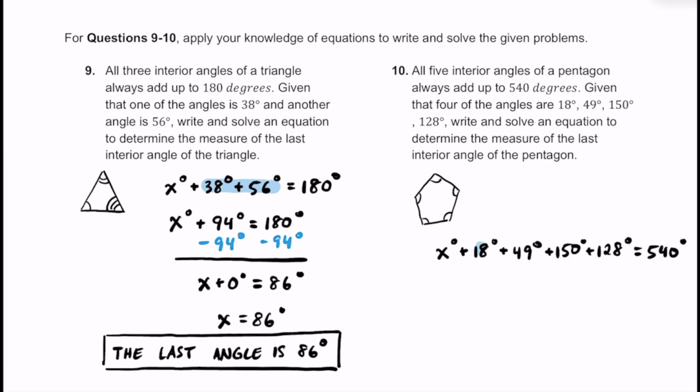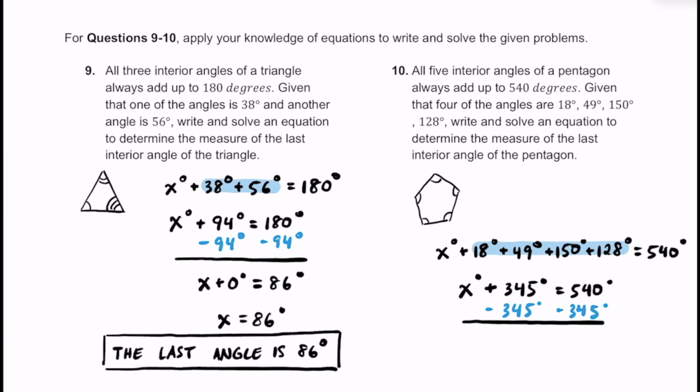All right, so notice how all of these are like terms on the left side. They're all constant terms, so we can combine those. If you go ahead and do that, we're going to get x degrees plus the sum of these four angles, which is going to be 345 degrees, and this is going to be equal to 540 if you add them all together. We can go ahead and take away the 345 degrees that we know from both sides of this equation. So we're just going to be left with x, right?